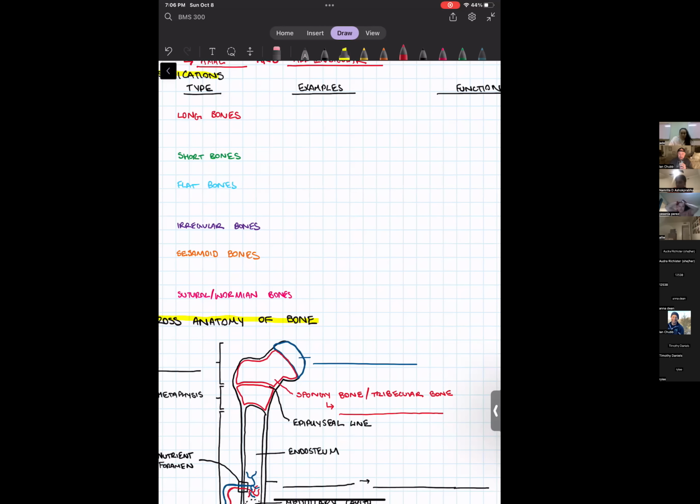Okay, so what are some examples of long bones in the body? Your femur, radius, ulna, humerus.